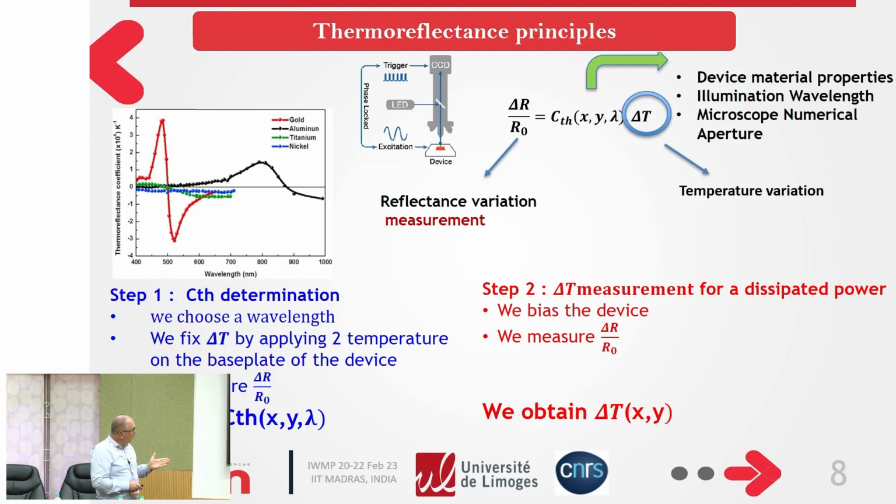The second step, now we want to measure the temperature when the device is biased. So we apply power to the device. We measure the reflectance variation. And with the first step, we know CTH. So we can go back to the variation of the temperature. And this can be done for each point of the image seen through the microscope.